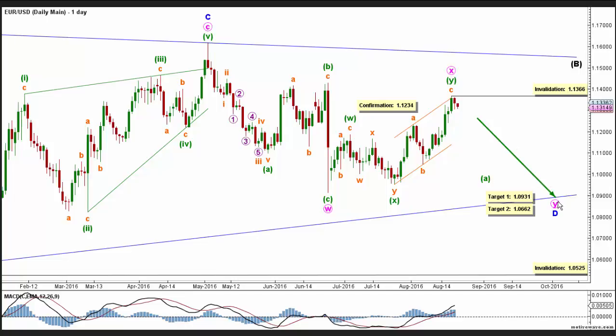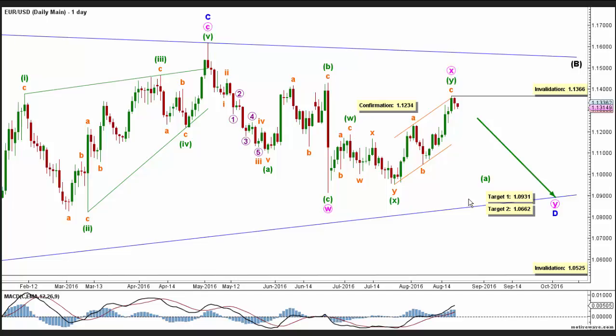This count expects the euro to move towards the downside in pink wave Y to complete wave D, and this will be confirmed at least initially by movement below 1.1234, and it will probably take at least a month to complete this new downtrend. So now at 1.0931, pink wave Y would reach 61.8% the length of pink wave W. Then at 1.0662 it would reach 100% of its length.